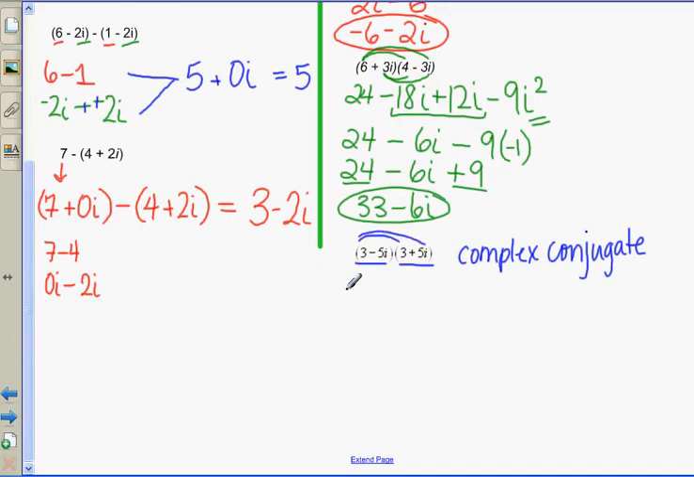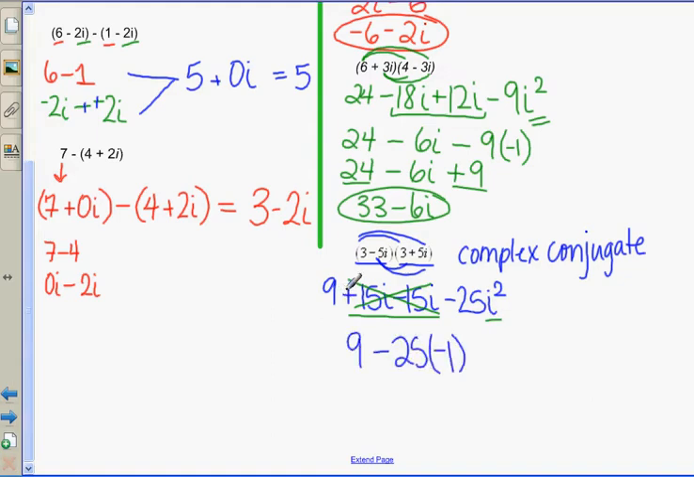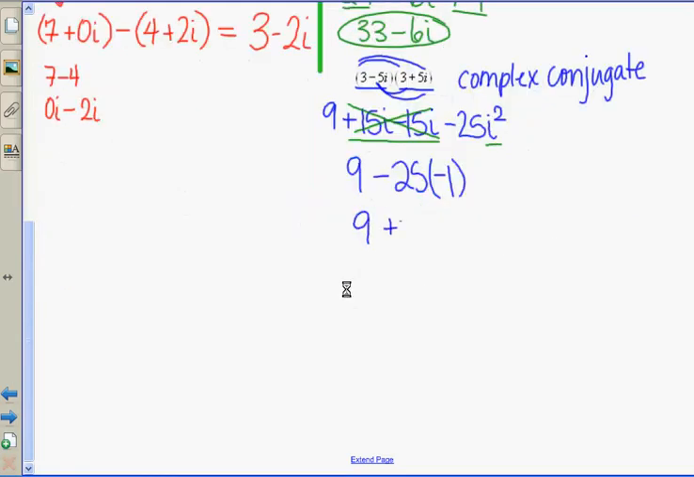Okay, so the 3 times both things would be 9 plus 15i. Then the negative 5i times both things would be negative 15i. And, nope, not positive, negative 25i squared, right? All right, we've got like components that are actually positive 15i and negative 15i are going to cancel each other. And then, let's see, i squared we know is negative 1, so we've got 9 minus 25 times negative 1. That's really 9 plus 25, which is 34, which is just a regular number.